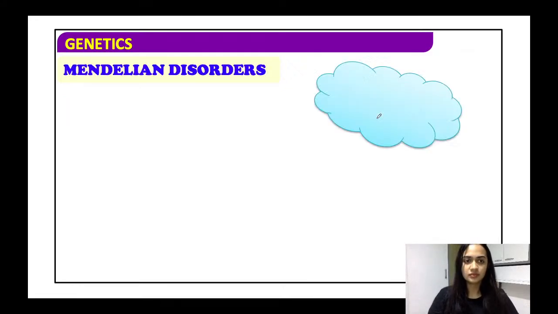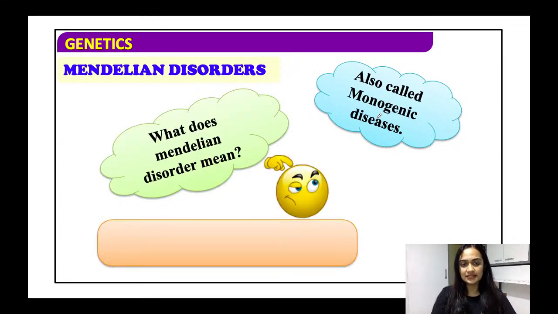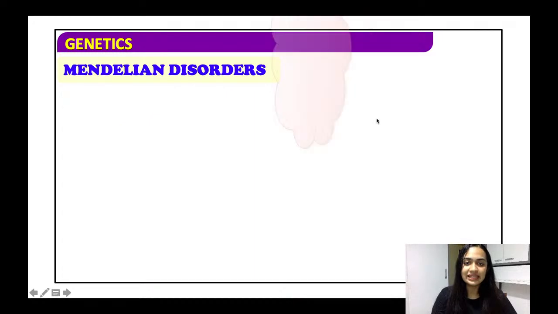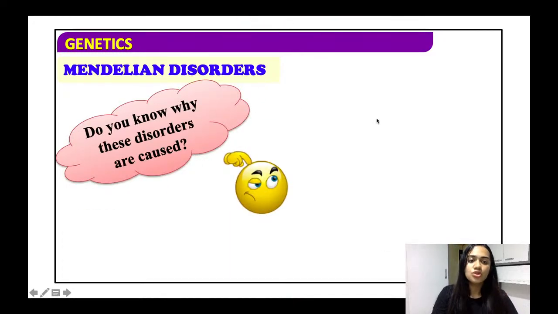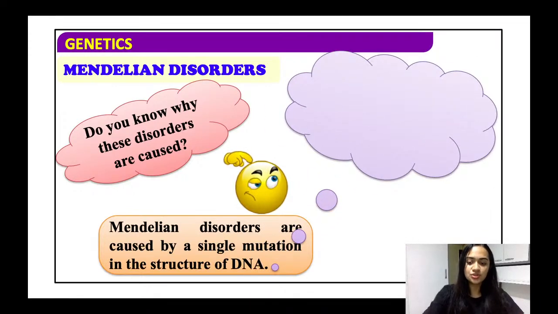So what happens in Mendelian disorders? All monogenic diseases, that is genetic disorders showing Mendelian patterns. So do you know why these disorders are caused? ये disorders क्यों होता है? क्योंकि इनमें cause होता है mutation, and this mutation is caused in the structure of the DNA. So the basic difference between a Mendelian and a chromosomal disorder.